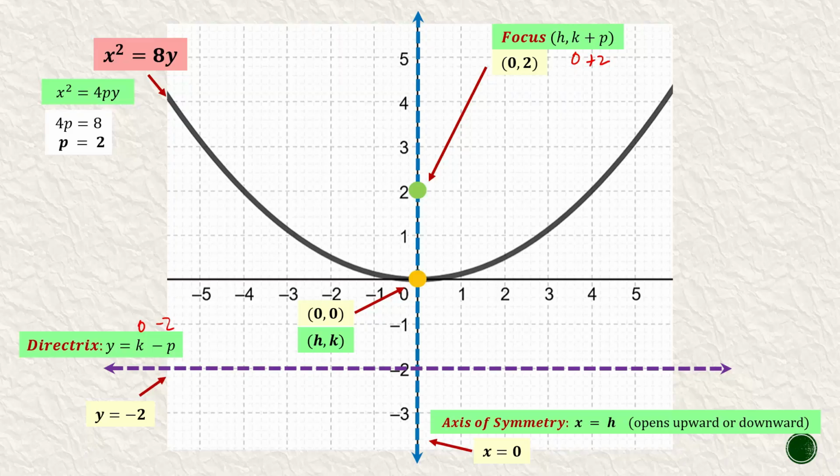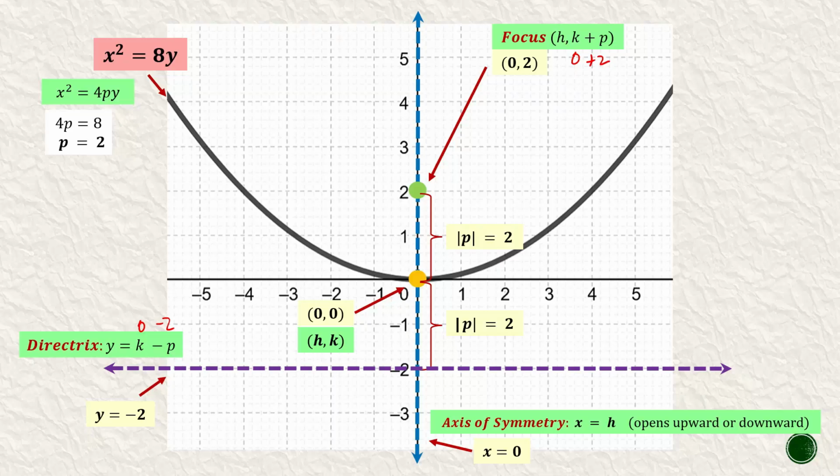That's our directrix. And maybe you already know this, that the distance of the vertex to the focus is equal to the absolute value of p. In this case, it's 2. That's equal to the distance of the vertex to the directrix. And again, that's the absolute value of p, which again is 2.